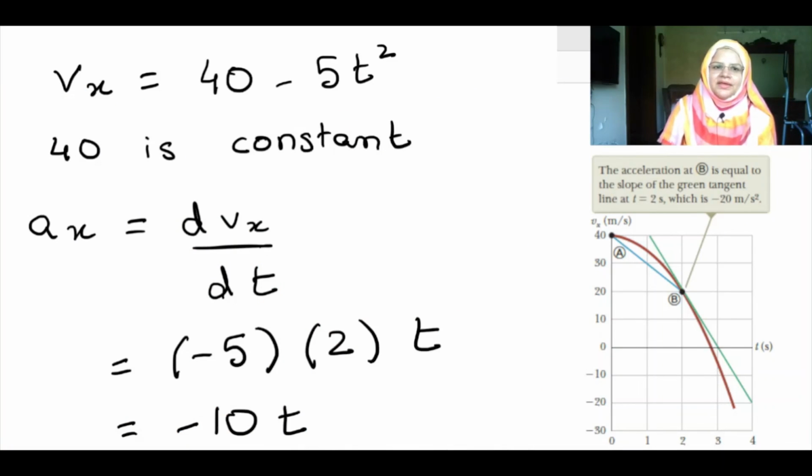In this problem, we are given the function Vx is equal to 40 minus 5t square. To find the acceleration, we'll take the derivative of velocity with respect to time. We know that 40 is a constant, therefore the derivative of 40 is equal to 0. The derivative of minus 5t square is equal to minus 5 times 2 multiplied by t, giving us the acceleration in the x direction as minus 10t.